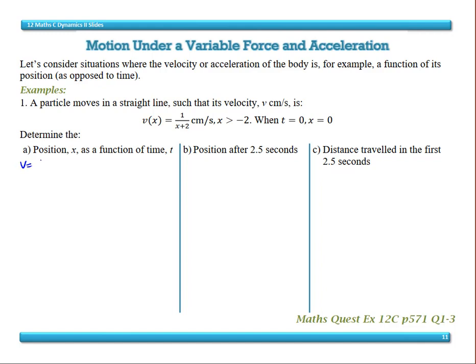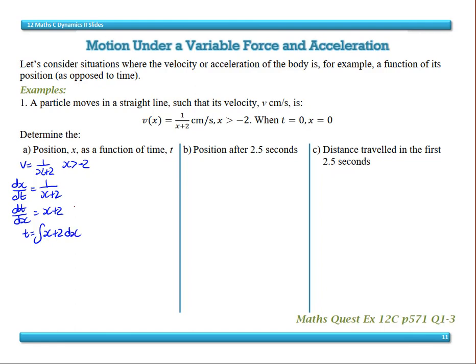So our velocity is equal to 1 over x plus 2, where x is greater than negative 2, which it has to be, because if x was negative 2, we'd have an undefined function. Now velocity is dx dt, so dx dt is 1 over x plus 2. Because we've got x's on the right, we need our dx on the bottom, so we're going to invert. So dt dx is x plus 2. So that means our t is going to be the integral of x plus 2 dx.